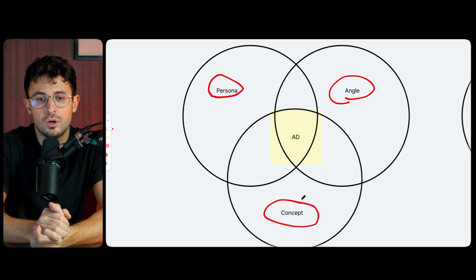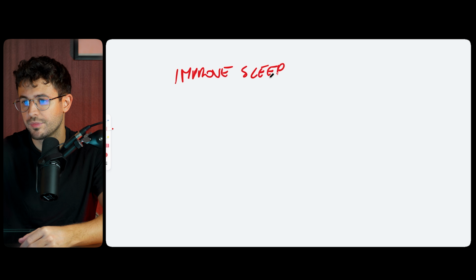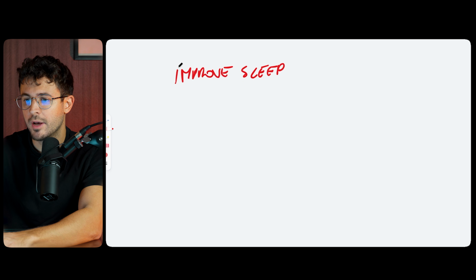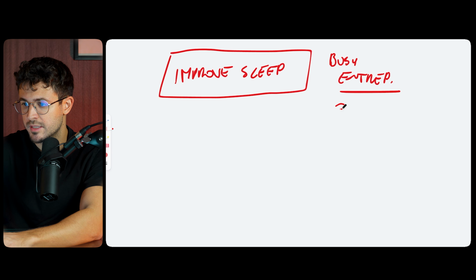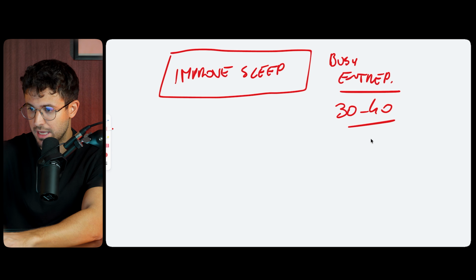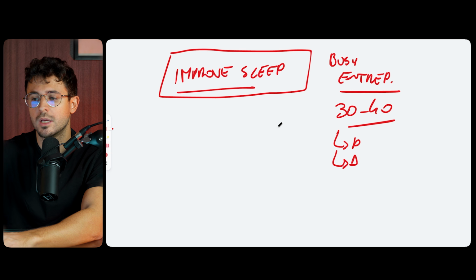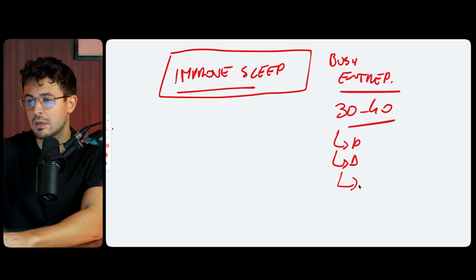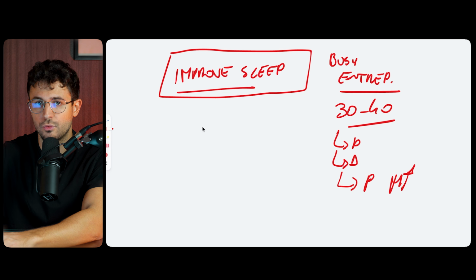So let's do an example here. Let's say the angle is improve sleep. This is the main angle, okay? And we want to focus mainly on busy entrepreneurs, which are basically between, let's say, 30 to 40, and always go deep about the persona itself, so the pains and the desires, right? Then the angle is improve sleep, but why do they want to improve sleep? Because they want to produce better outcomes at work. They want to make more money, right? So that's the actual outcome, and we need to focus on this.